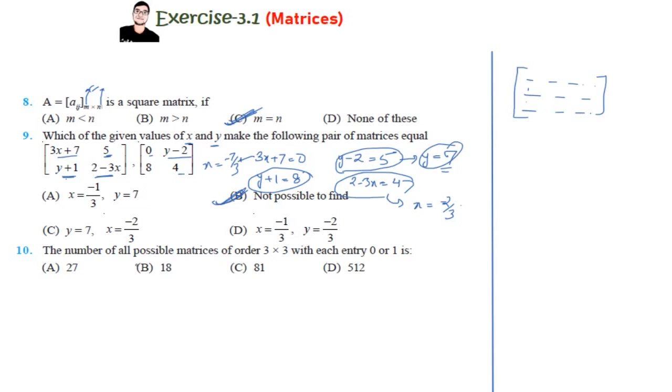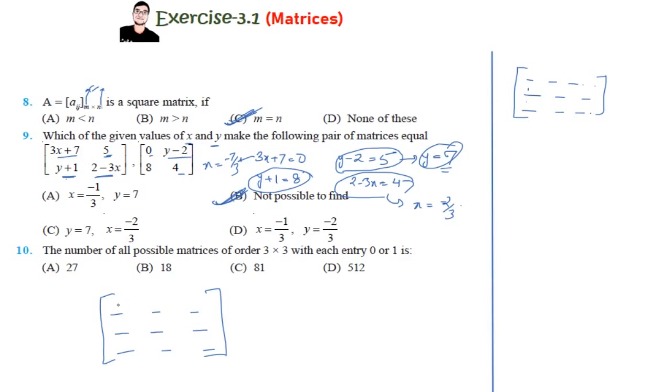Now coming to question number 10, it is a bit knowledgeable. You need to have a very stern sense of logic to approach it. The number of all possible matrices of order 3 into 3 with each entry 0 or 1. So see, we have a 3 into 3 matrix. How many matrices are possible where the entry will be either 0 or 1? So see, in each of the places there are 2 possibilities. So suppose I am filling by the number of rows, one by one. You can fill it in any order you wish.